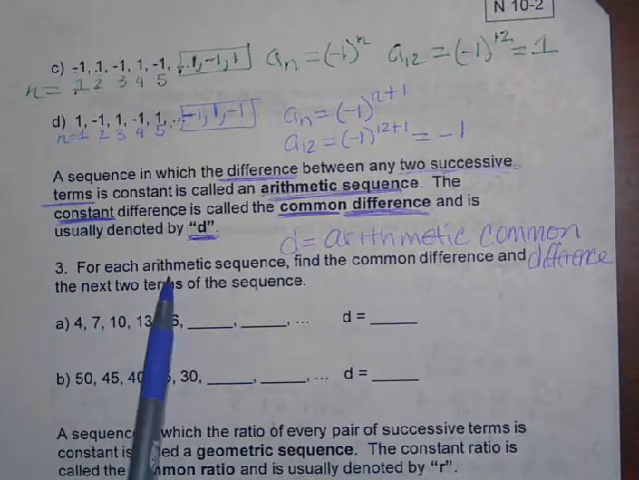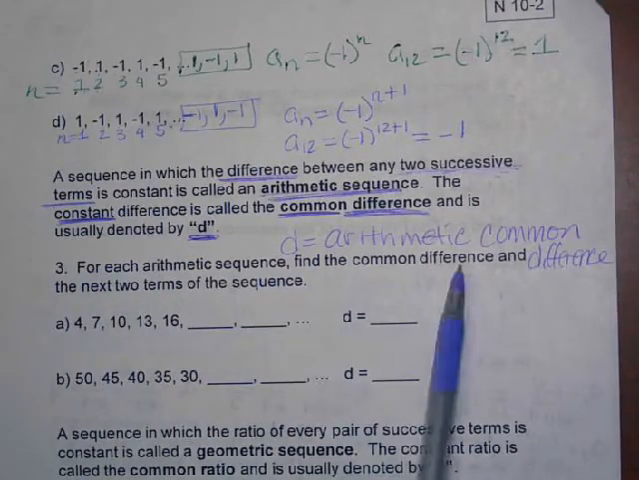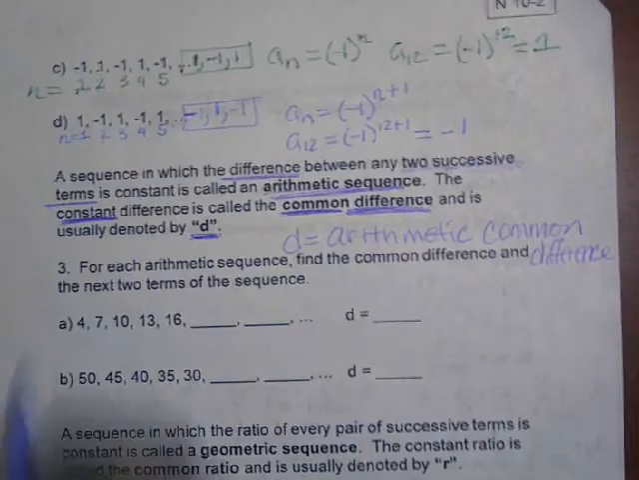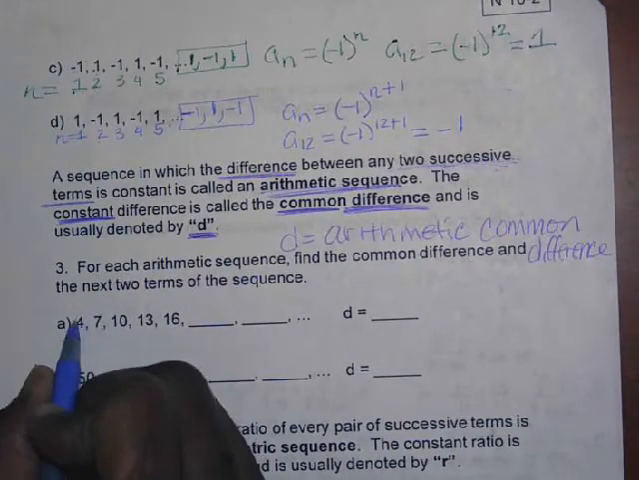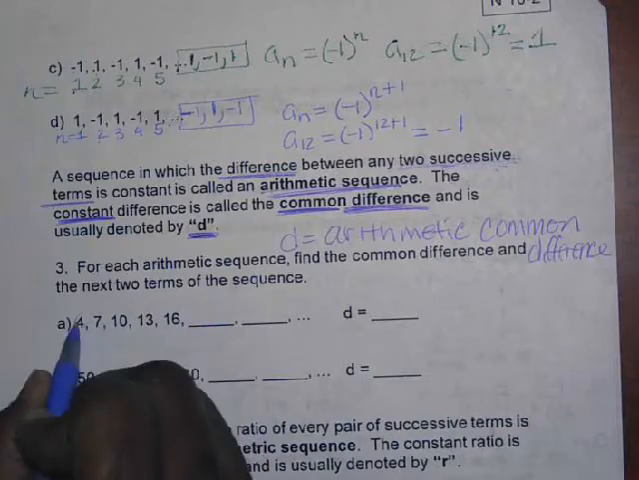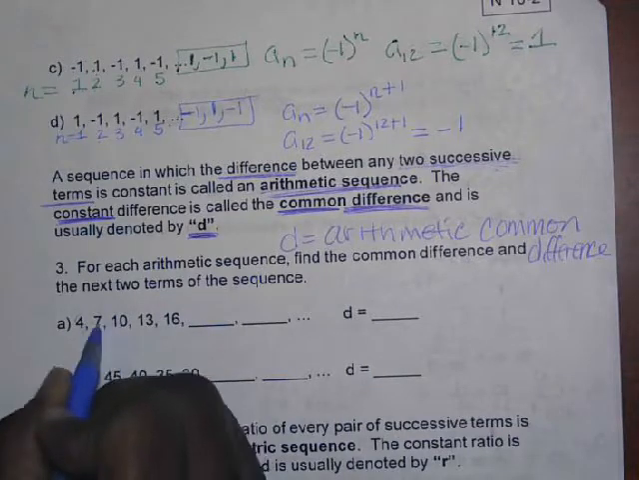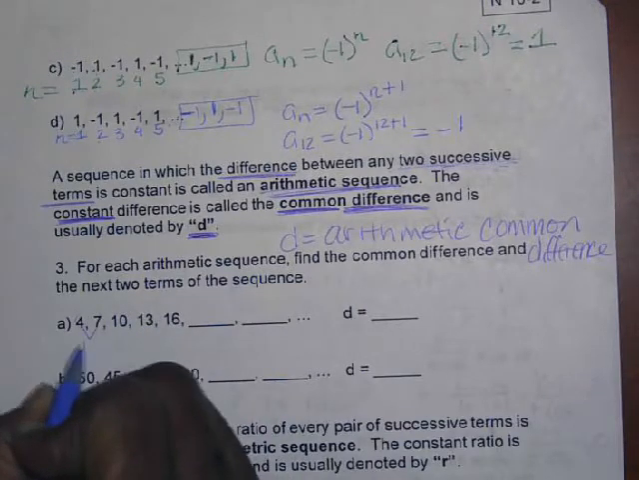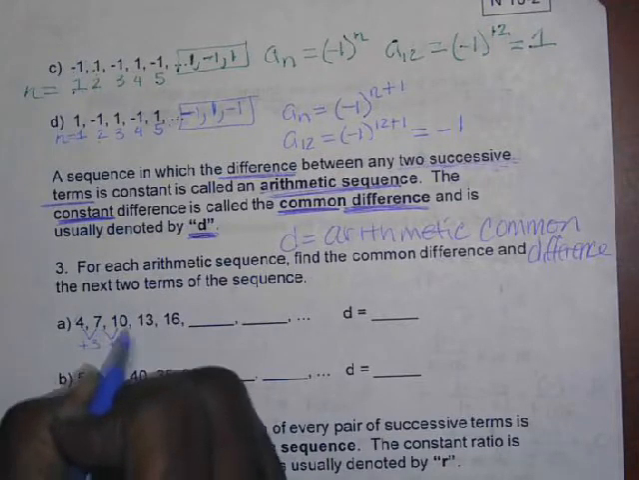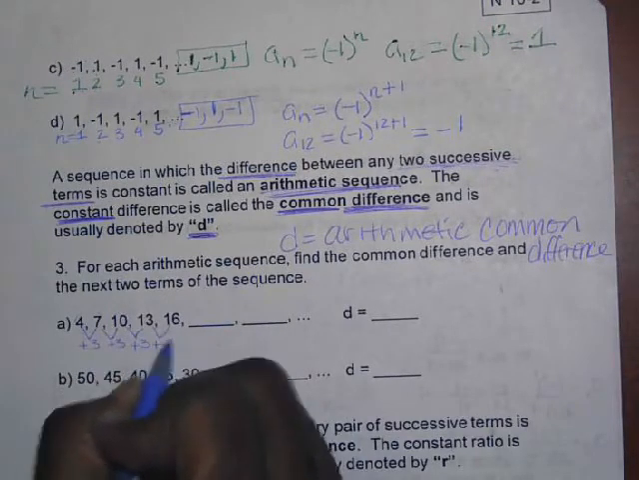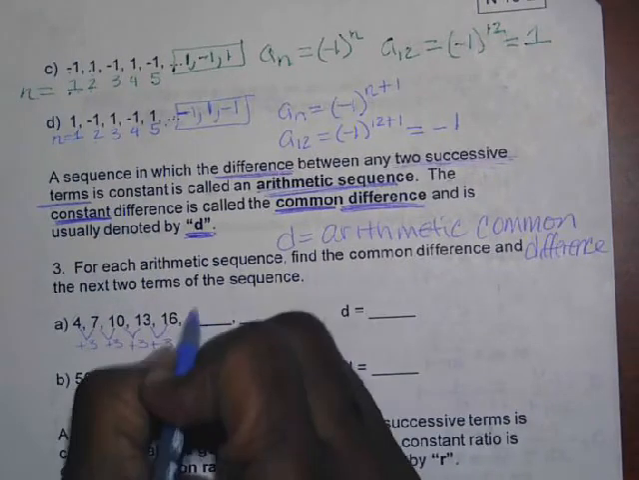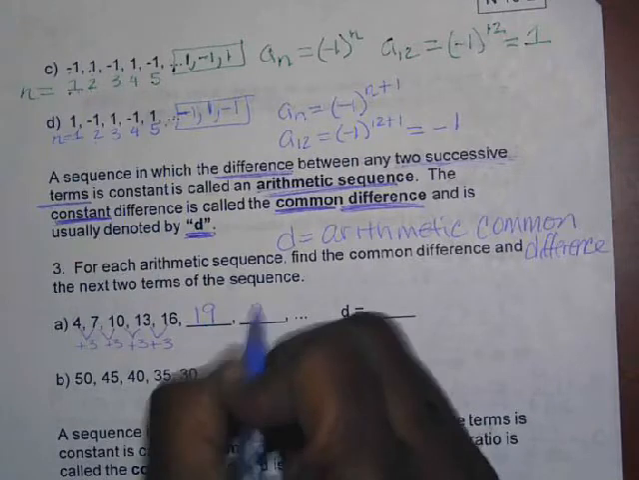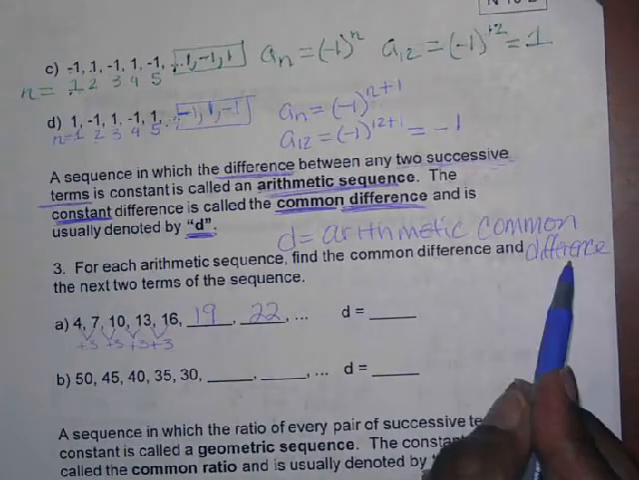For each arithmetic sequence, find the common difference and the next two terms. Well, let's look at this one. From 4 to 7, going this way I am subtracting 3, or I can think of it as add 3, add 3, add 3, add 3. So if I add 3, this will be 19. If I add 3 more, this will be 22. So my common difference is a positive 3.